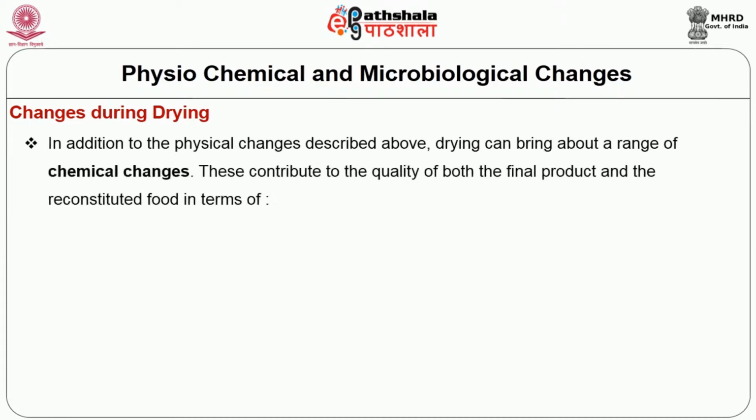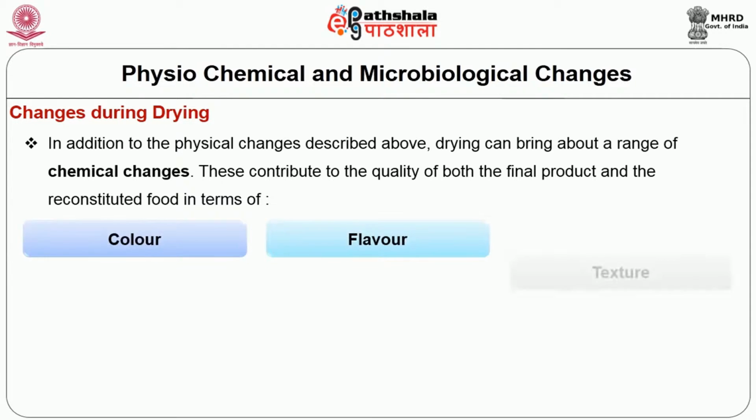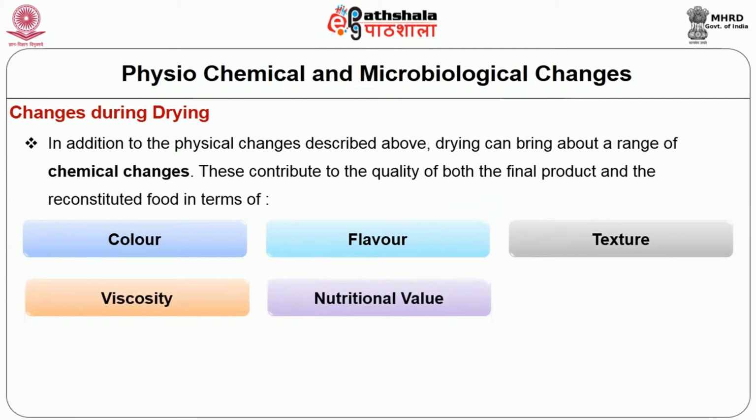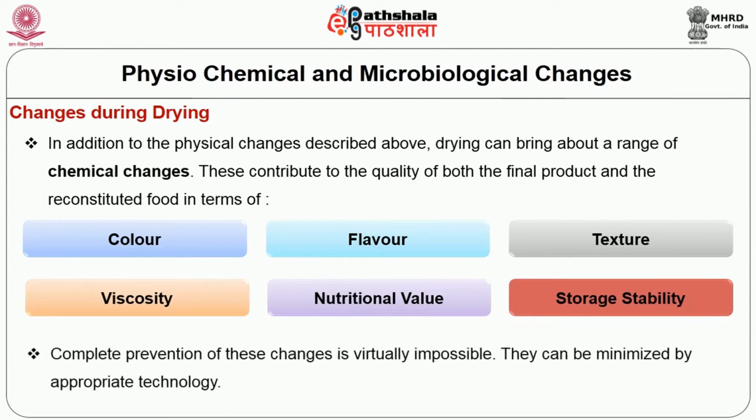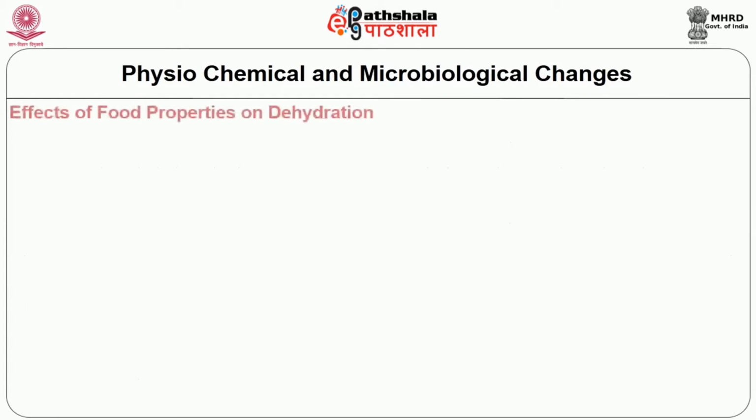In addition to the physical changes described above, drying can bring about a range of chemical changes. These contribute to the quality of both the final product and the reconstituted food in terms of color, flavor, texture, viscosity, nutritional value and storage stability. Complete prevention of these changes is virtually impossible. They can be minimized by appropriate technology. Next, we see about effects of food properties on dehydration.